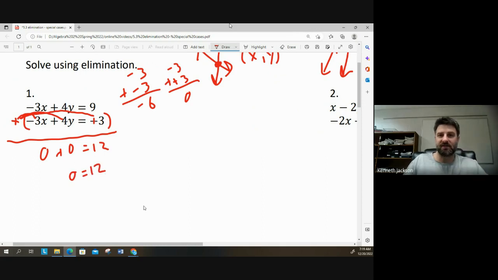And from the substitution in a previous video, when we have a false statement, we say no solution, which means those two lines don't cross. They don't share a point in common.